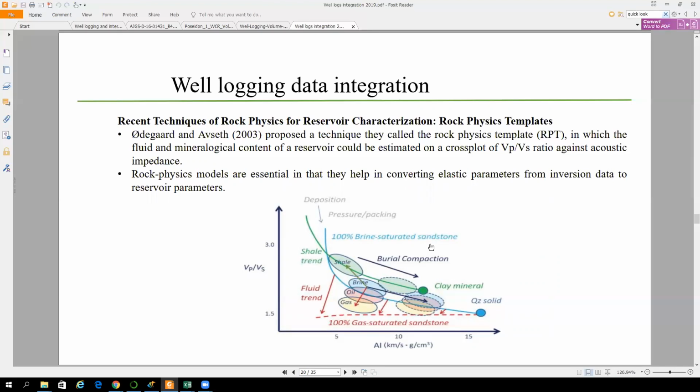This method is called rock physics template, or the RPT, and now is very commonly used in many software packages, including Hampson-Russell and I'm not sure about Petrel, and Techlog. So with the help of this RPT, we can discriminate between fluid type and lithology type only by cross-plotting the VP/VS against the acoustic impedance. Acoustic impedance is nothing but the density times the velocity of the P wave. And here we have the VP to the VS, or the ratio of the VP/VS.